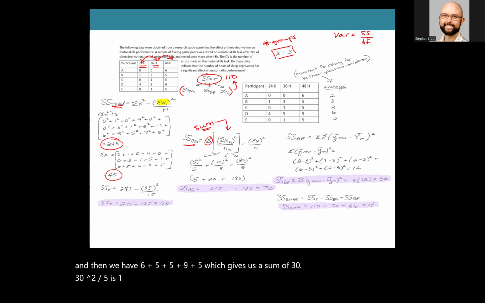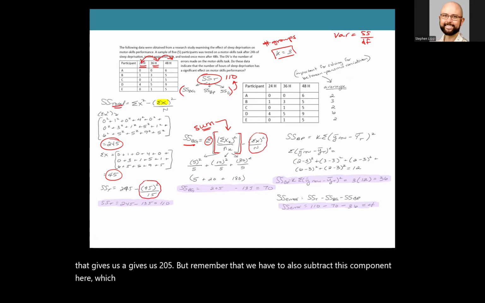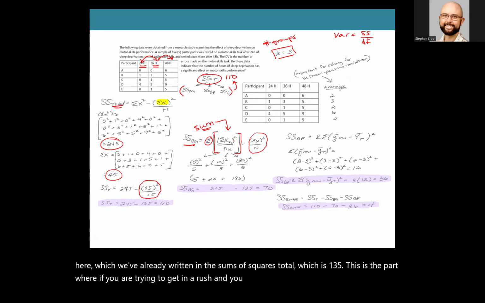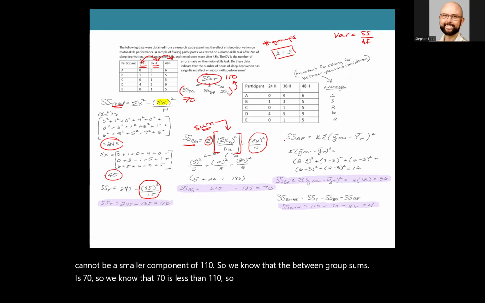We add those up because, again, we're adding up everything in the bracket. That gives us 205. But remember that we have to also subtract this component here, which we've already written in the sums of squares total, which is 135. This is the part where if you are trying to get in a rush and you forget to do this, you would see that 205 cannot be a smaller component of 110. So we know that the between group sums of squares is 70. So we know that 70 is less than 110. So far, we're pretty good.